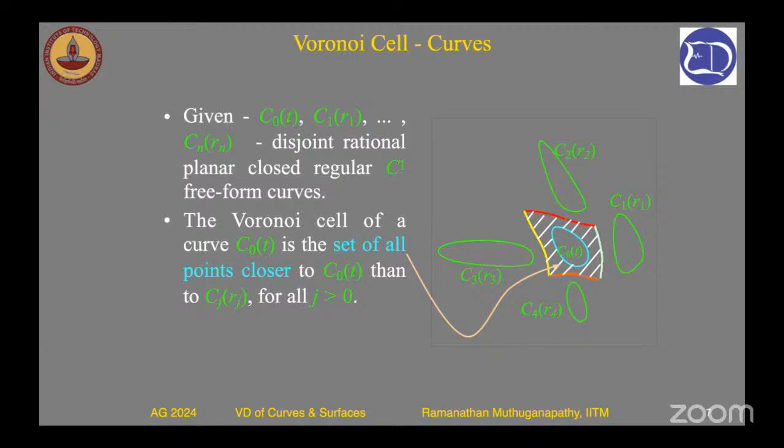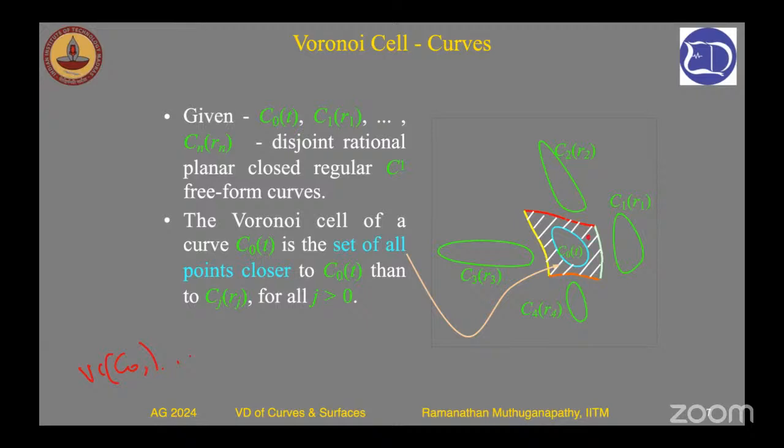So you can see that if you are given the curves C naught and so on, up to a few curves that we have given here, the same definition applies. If you want to compute the Voronoi cell for C naught, basically that region will consist of all points that are closer to C naught than to the other curves C1 and C2 and so on. So if you see the white hashed region, if you take any point in this region, you can see that that will be in the Voronoi cell because the curve C naught will be the closest in that particular Voronoi cell.